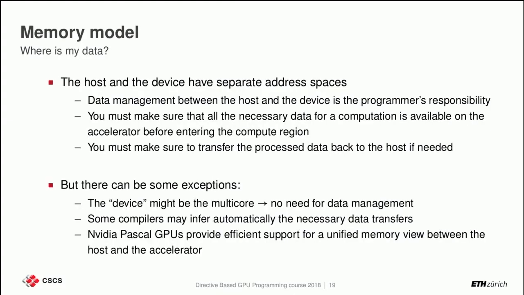Okay, but there's also the alternative model, and we're going to see in the hands-on sessions how this is supported. Now, the device might also be the multi-core, in which case there's no such thing as a separate address space. So the data directives have no effect. They don't move data around because it is all in the memory. The data you want is all present. The other thing is sometimes you may omit completely the data transfer directives, and the PGI compiler will analyze your loop and see, okay, here I should copy in that data or copy out the other data.